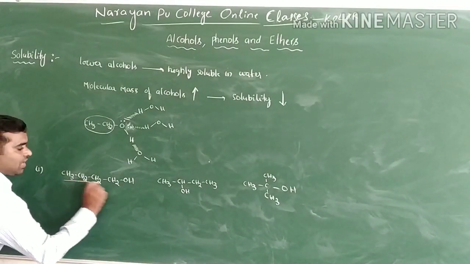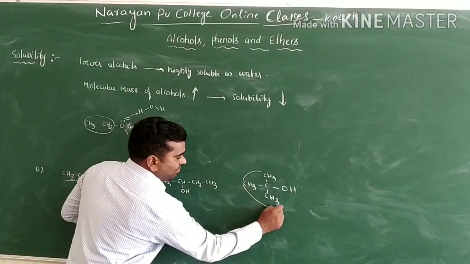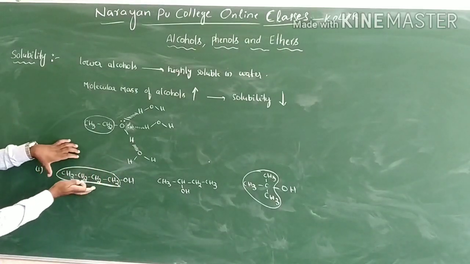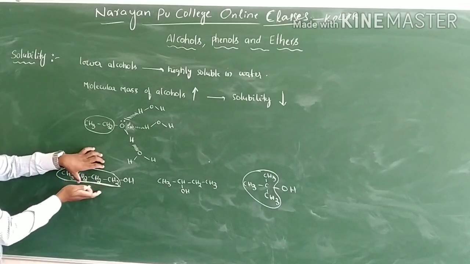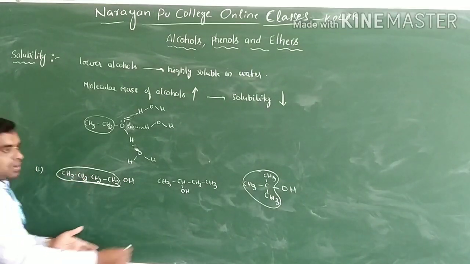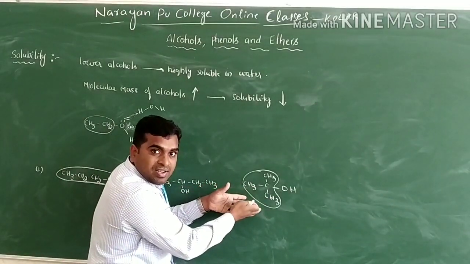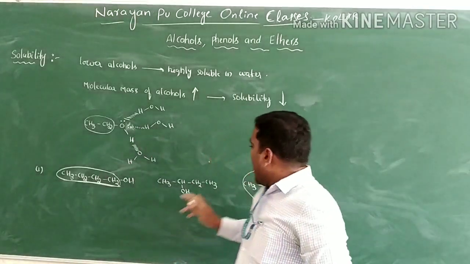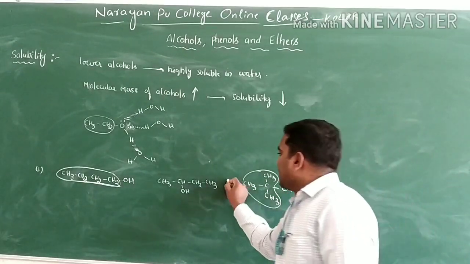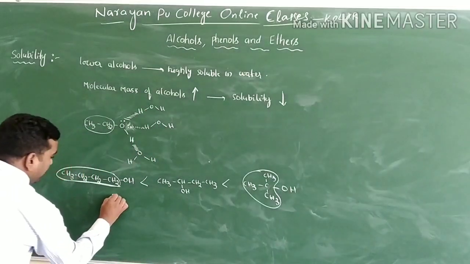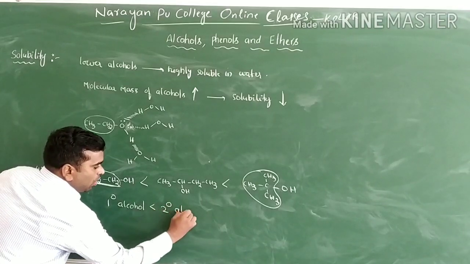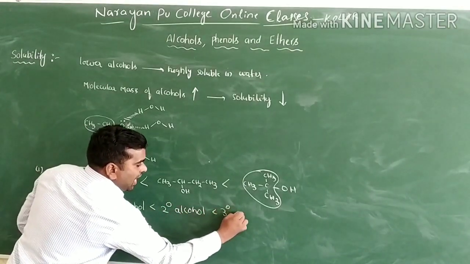Here the length is increasing, and here the length decreases, the surface area decreases, and here the surface area is increasing. When the surface area of the alkyl group increases, it prevents the OH group from making a bond with the water molecule. So automatically solubility will be less. But here the surface area will be less, and it will allow the OH to make a hydrogen bond with the water molecule. So that's why the solubility order is: primary alcohol will have less solubility than secondary alcohol, than tertiary alcohol.